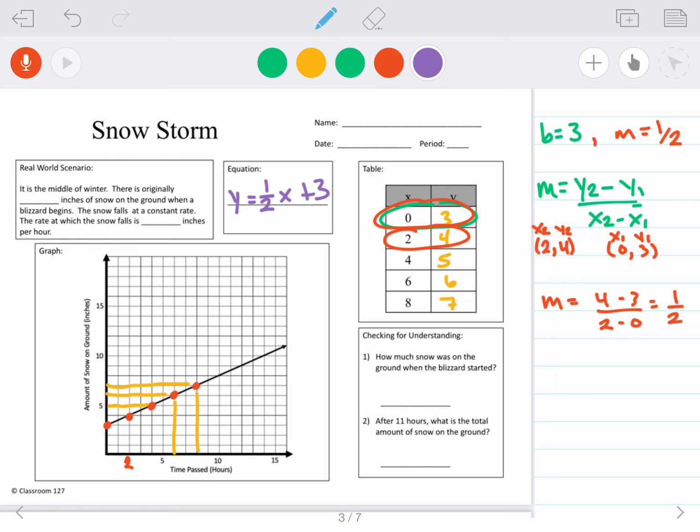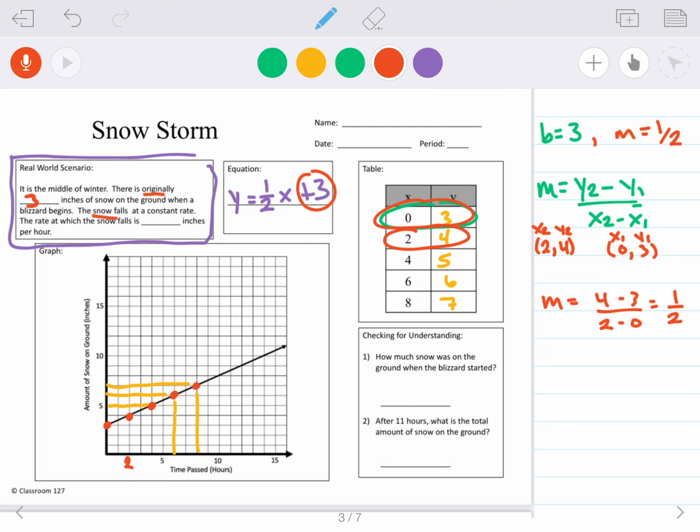All right, so now let's look at this real-world scenario. It says it's the middle of winter. There's originally how many inches of snow on the ground? Originally means the initial value, that means the y-intercept. So we look at the y-intercept, and that's 3. So 3 inches of snow originally on the ground.